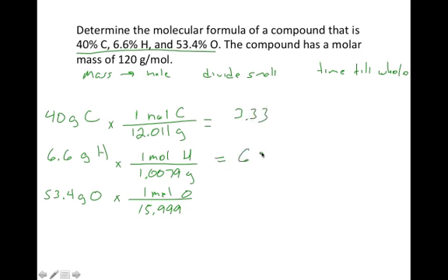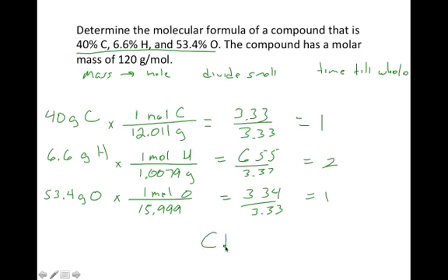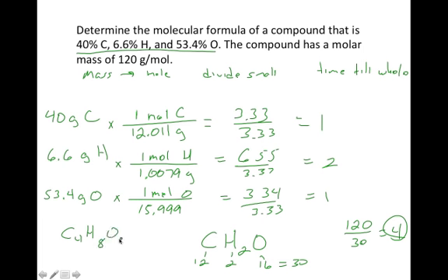You're going to get here 3.33, 6.55, 3.34. When you divide by small, you're effectively going to get 1, 2, and 1. So your empirical formula is CH2O. This is 12 plus 2 plus 16 on your masses, so that's equal to 30. Your molar mass is 120. So 120 divided by 30 gives you 4. So you multiply 4 back into the CH2O, and you get C4H8O4. And that's how you do molecular formulas.